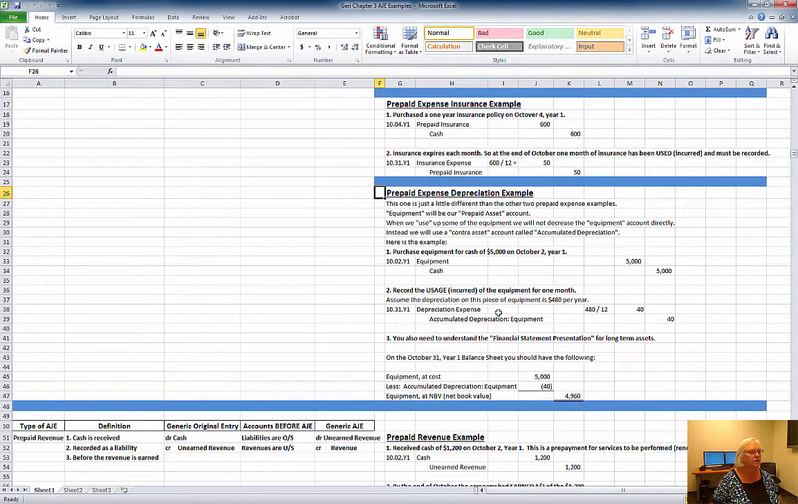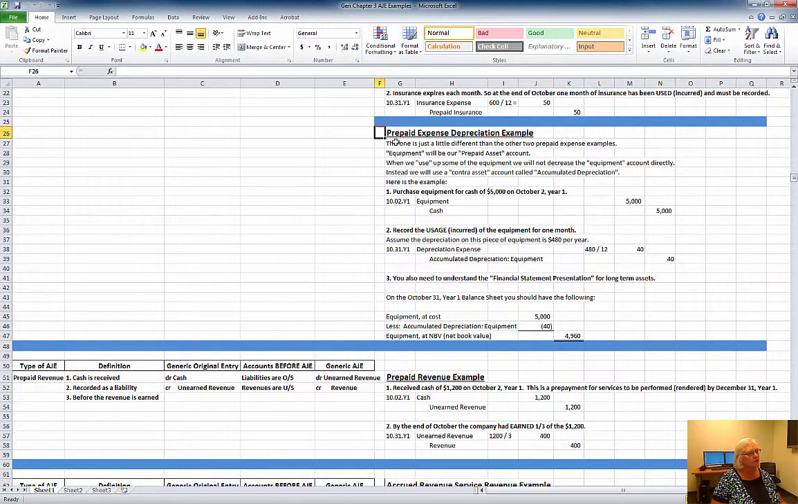And I'm just going to bring it up a little bit higher on the page. All right, depreciation is a little bit different than the other two prepaid expense examples. Equipment is considered to be our prepaid asset account. Prepaid assets are usually current assets, and equipment is really a long-term asset, but we've paid for it, so we're going to put it into assets before we use it so it fits our prepaid expense example. As we use the equipment, instead we're going to record depreciation on it.